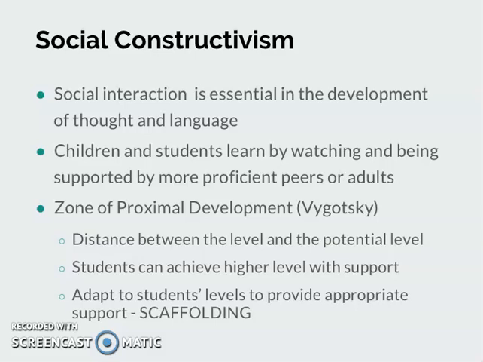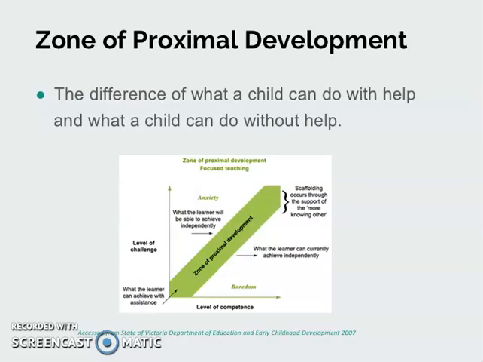And again, the zone of proximal development, developed by Vygotsky, is the distance between the level of what the student can achieve and their potential level of what they can achieve with support. And we know that they can achieve those higher levels with support, which we call scaffolding. So again, you can see in this graphic, like the affective filter, when the challenge level is too high, it will cause anxiety, and the learner won't be able to achieve even with help. And if the level is too low, the learner will be bored.